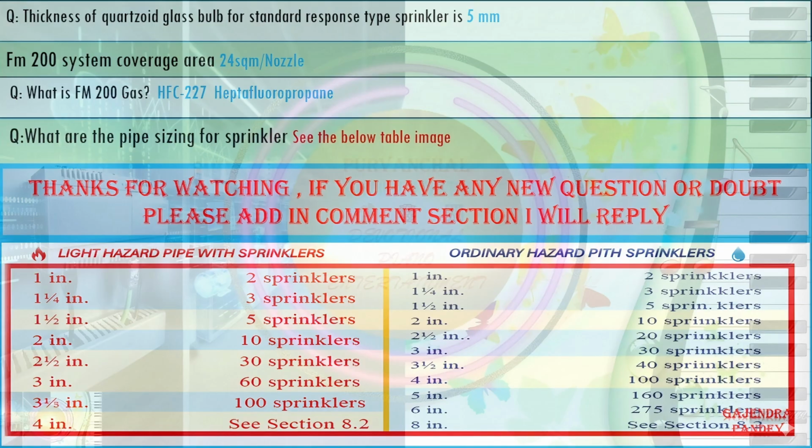What are the pipe sizes for sprinklers? See the table image below. Here is the first table, which is for light hazard. 1 inch is for 2 sprinklers. 1.5 is 3. Then 2 inches is 10. Then 2.5 is 30. 3 inches is 60. 3.5 is 100, and for 4 you will have to see the NFPA 13 rule. The same will come on the right side.